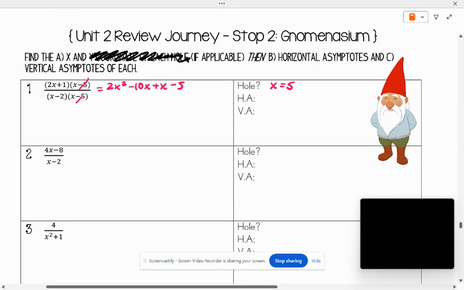It would be the top biggest coefficient divided by the bottom biggest coefficient. So like say for example, the bottom part factor is like a 10. It wouldn't have anything to do with the horizontal asymptote.